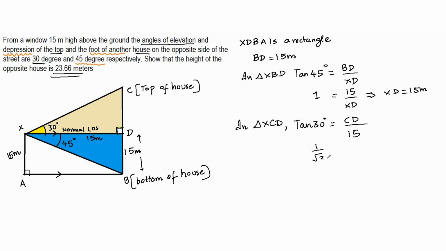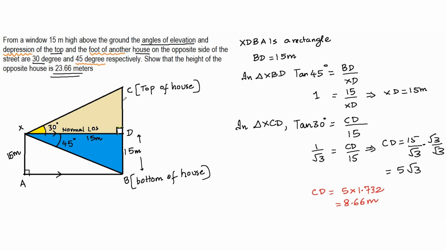Now tan 30 is 1 by root 3, which is equal to CD upon 15, which implies CD is equal to 15 upon root 3. And that is equal to 5 root 3. If you multiply and divide by root 3, you get 5 root 3, which means the length CD is 5 multiplied by root 3, which is 1.732, and that is 8.66 meters. Therefore, the length of CD is 8.66 meters.